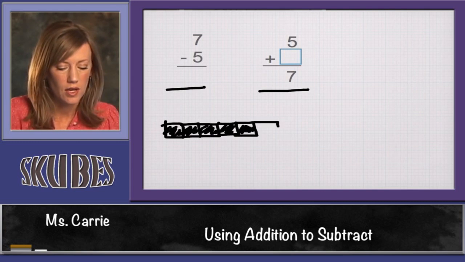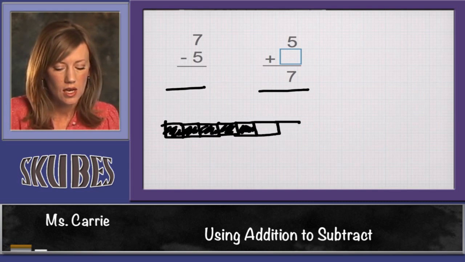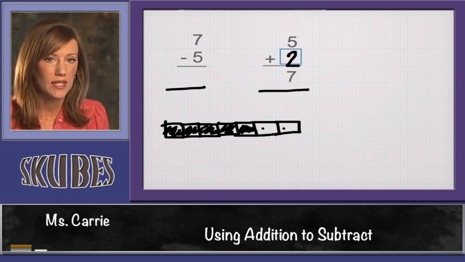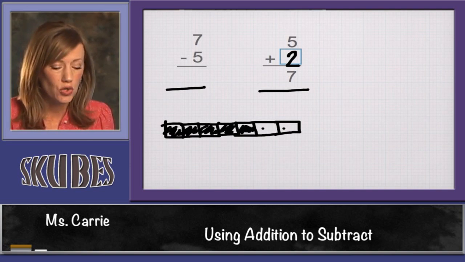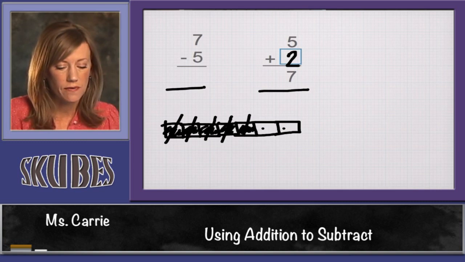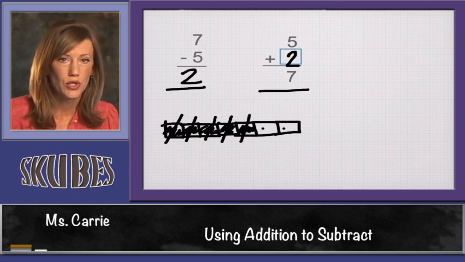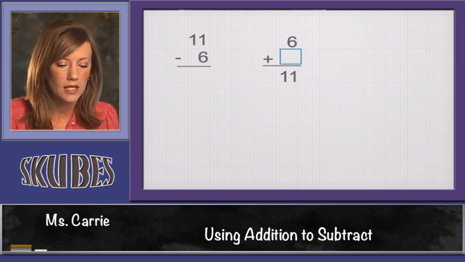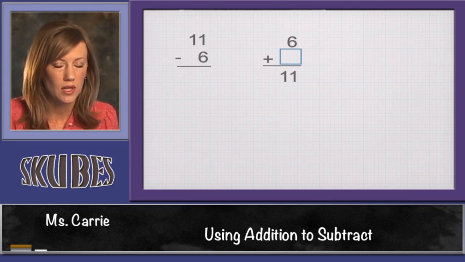Well, there's 5, there's 6, there's 7. We had to add 2 more. So if 5 plus 2 is 7, then it must be true that 7 minus these 5 equals 2. Let's look at another example. We have 11 minus 6, and 6 plus what equals 11.